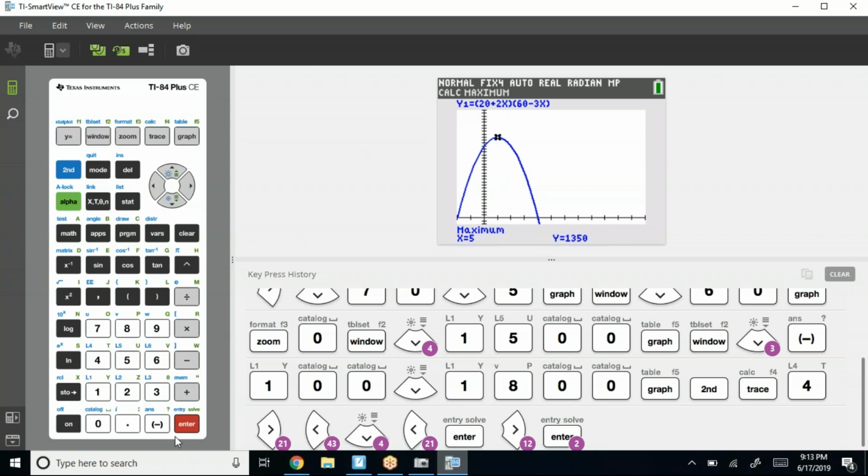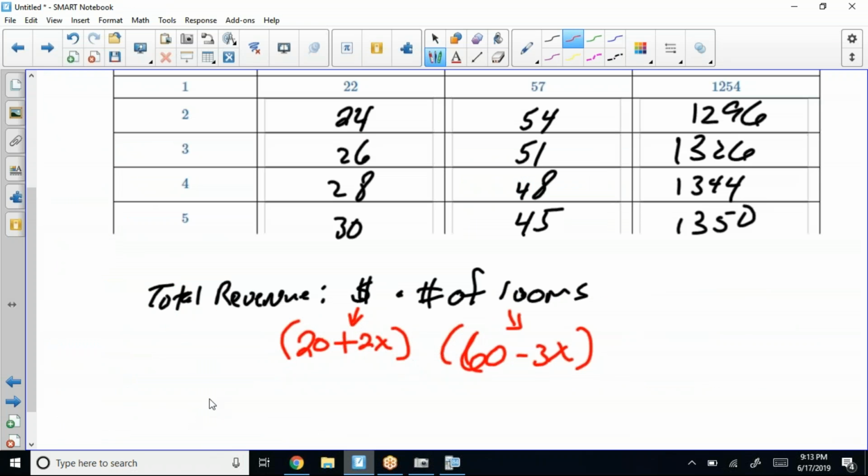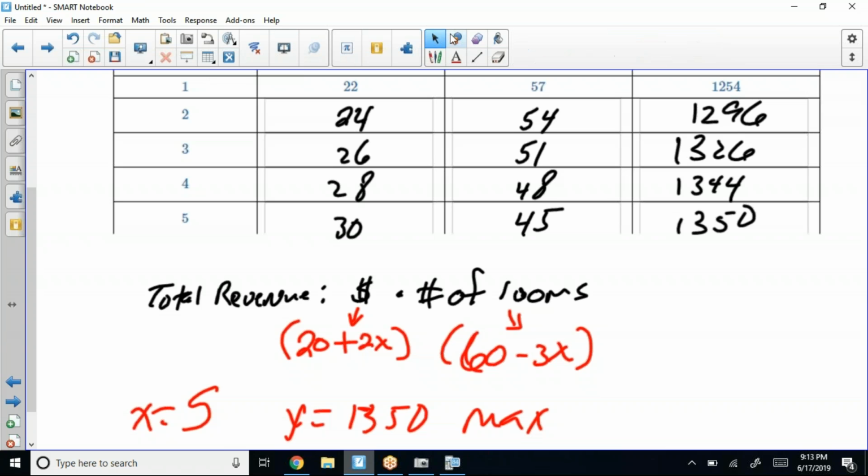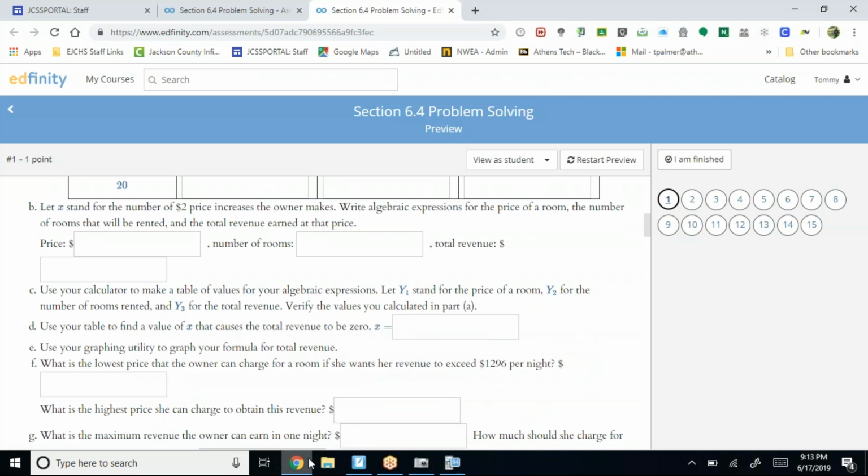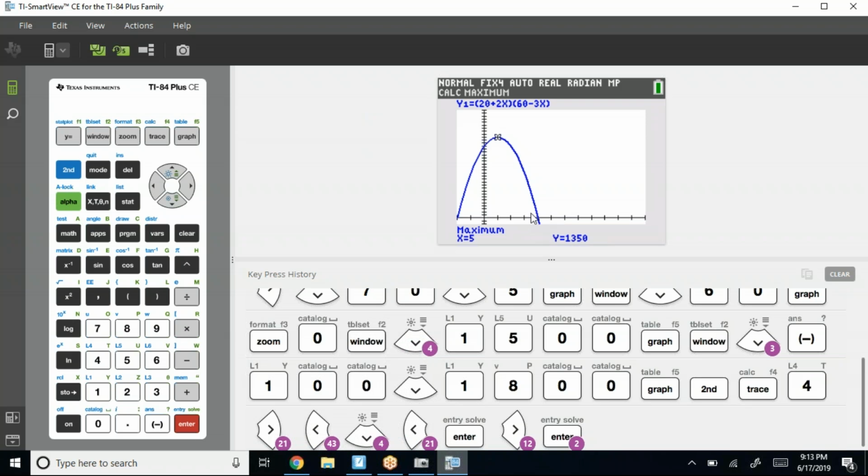And then enter. So 5 and 1350. So that's our maximum, right? So if we go look and see what it's asking us to see, use your table to find the value of x that causes total revenue to be 0. Well, that'd just be where it crosses the x-axis back here, right? This point right there. 2, 3, about 5, 10, 15, about 20.